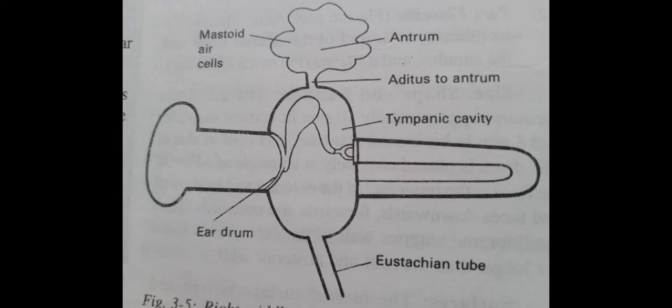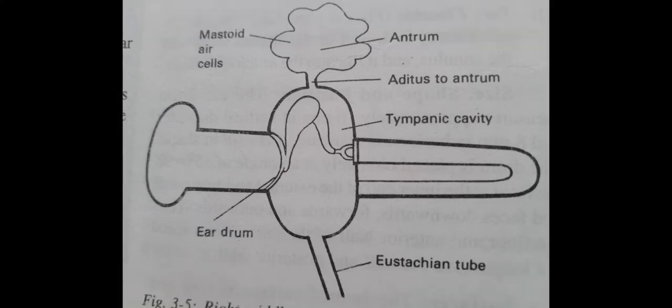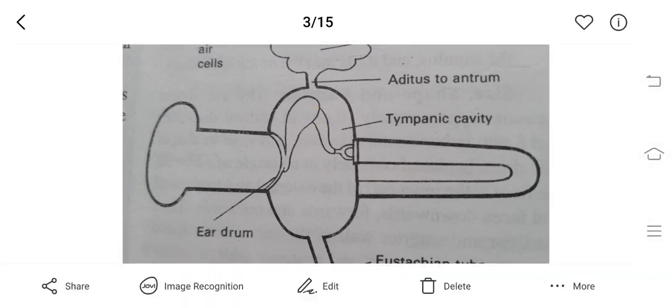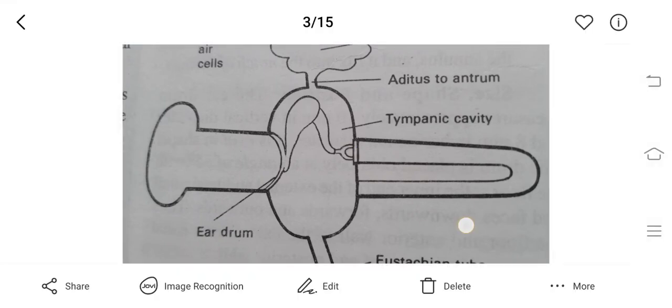Then there are some muscles. So these are the 3 bones: malleus, incus and stapes. The handle of the malleus is attached to the tympanic membrane, to the eardrum. This is the handle of the malleus, attached to the tympanic membrane. Then the head of the malleus is attached to the incus, and the incus is attached to the stapes.